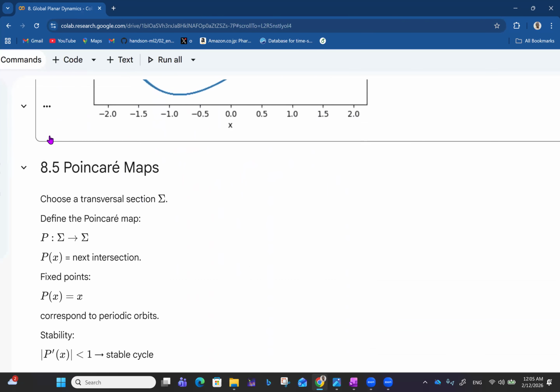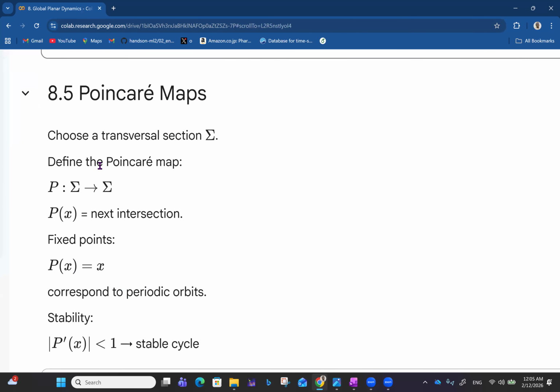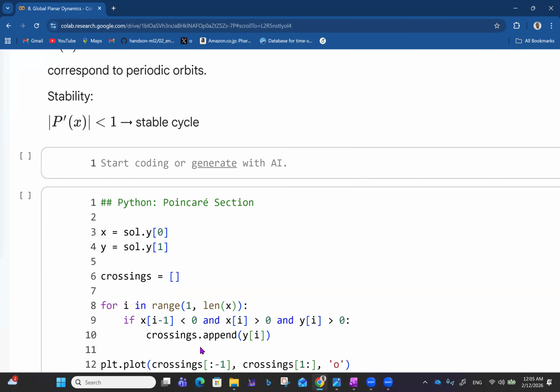Then we talk about the Poincaré maps. If you choose the transversal section sigma, define the Poincaré map P, which maps sigma to sigma. So it maps the transversal section to the transversal section. Then P of x is the next intersection, and we have fixed points where P of x is equal to x, corresponding to periodic orbits. Stability can be decided like this: if the absolute value of P prime of x is less than 1, you have a stable cycle. Otherwise, it is not stable.